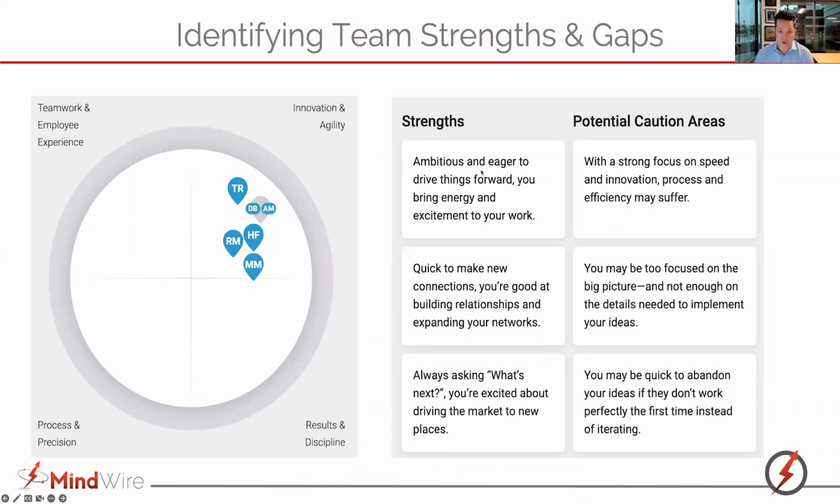And what you really do when you're facilitating this is you're going to have them turn these strengths into real examples of how that shows up, right? So they might take these vanilla strengths and say, write down some examples of exactly how that strength shows up in this team and how that caution area shows up in this team.